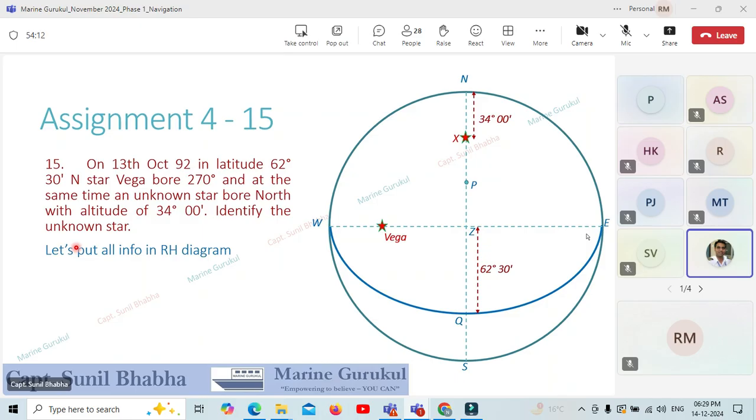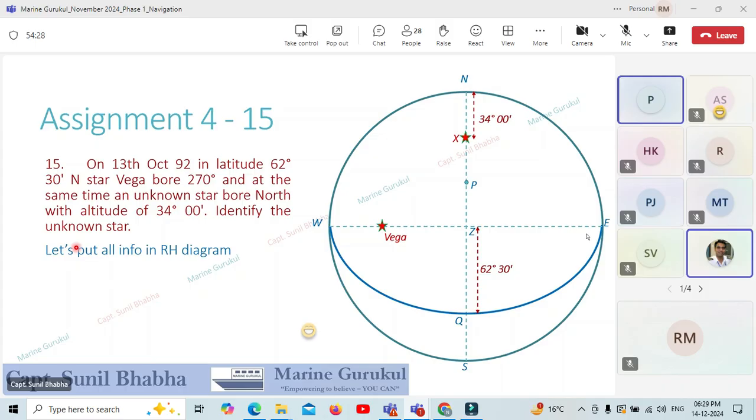Any doubts, beta? Go ahead. Sir, as per the diagram, this is understood, no issue. But one question comes to my mind, maybe you will laugh at this.